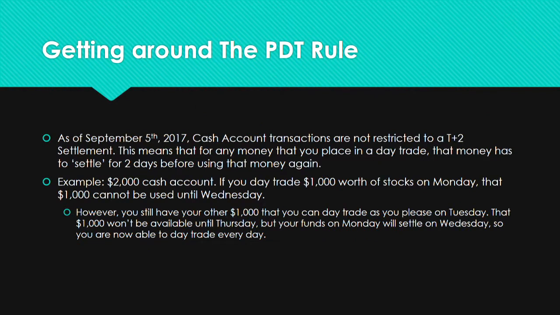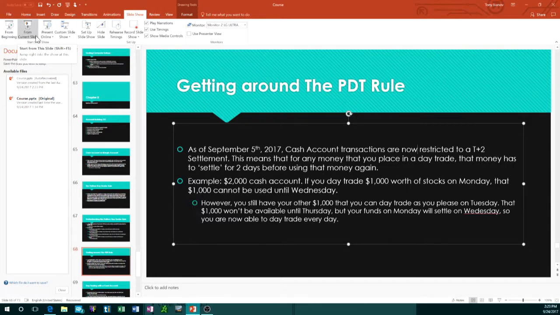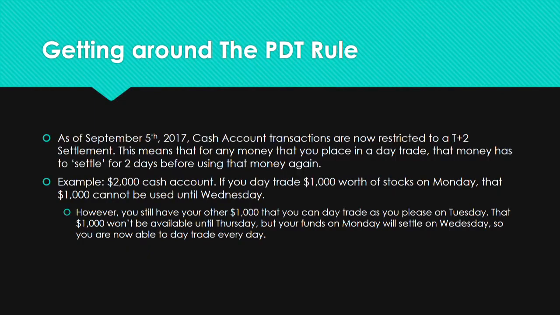So how can we get around the PDT rule? Well, as of September 5th, 2017, cash account transactions are now restricted to a T+2 settlement, because they used to be T+3. So what does this mean, T+2? This means that for any amount of money that you place in a day trade, that money has to settle for 2 days until you can use that money again.